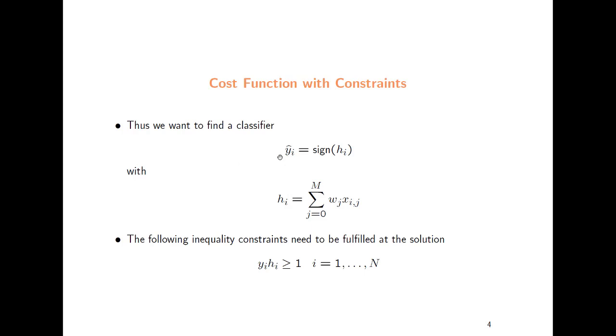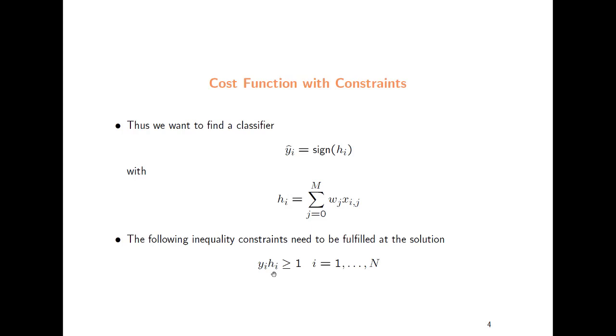So we want to have a classifier where we look at the sign. So the output is 1 or -1. So we have a hard classifier again. And we are considering the linear case, so h is a linear function of the inputs. The following inequality constraints need to be fulfilled at the solution. So y times h should be larger or equal than 1.